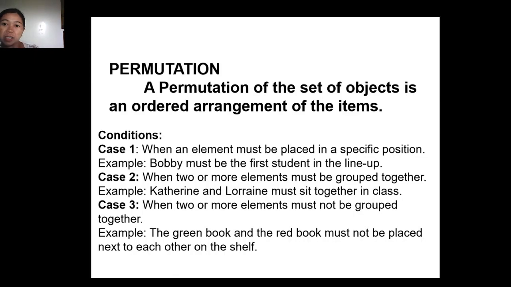So if the given set of objects deals with arranging, where arrangement does matter, then the given situation or problem involves permutation. So we have here 3 conditions. For case 1, when an element must be placed in a specific position. An example of this is Bobby must be the first student in the lineup. So there is a specific position for Bobby: he is the first student in the lineup.